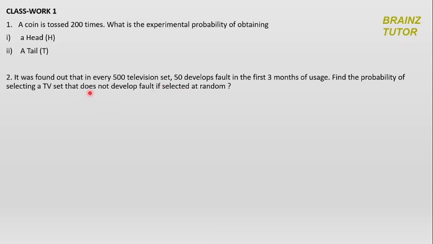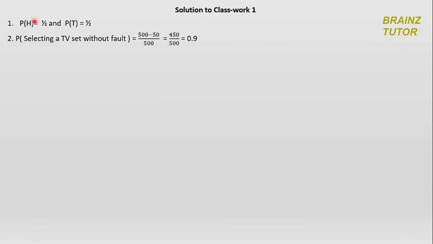So the question says, what is the probability of picking the one that doesn't develop faults? The first thing is to find the number of TV sets that don't develop faults, so you subtract 50 from 500, which is 450. So 450 are expected not to develop faults in every 500. So you can find the ratio and you get your answer to be 0.9.